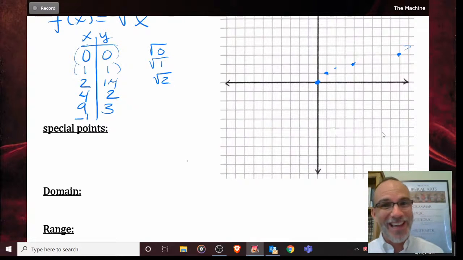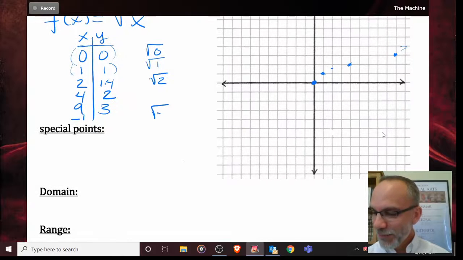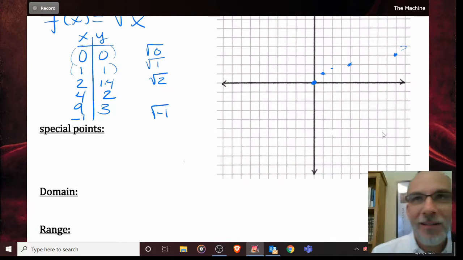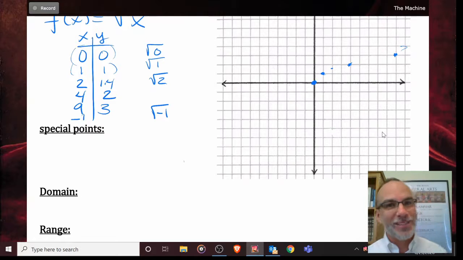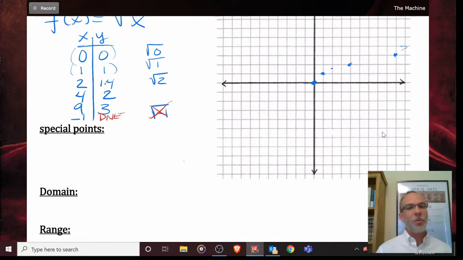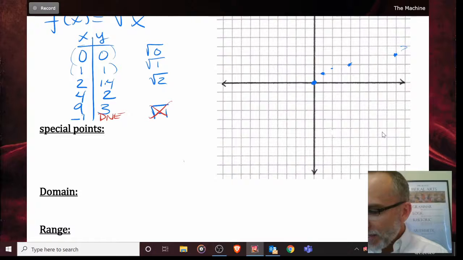you can't take the square root of a negative 1. What's the square root of a negative 1? You can't take the square root of a negative 1? Not allowed. Does not exist. So there's a stopping point. I don't have any x's equal to negative 1 on this graph. The graph looks like a sideways parabola, but only the top part.